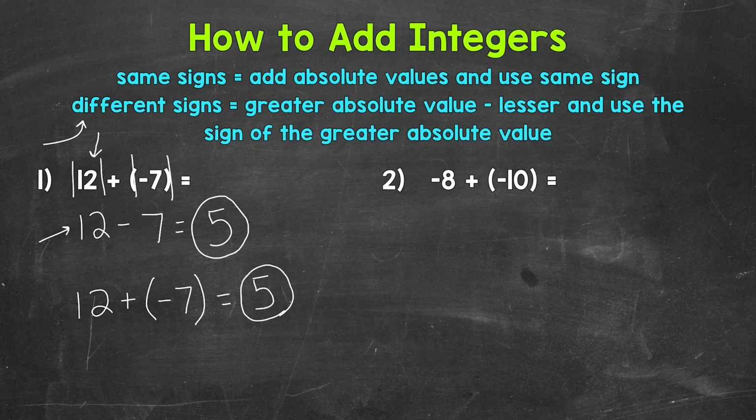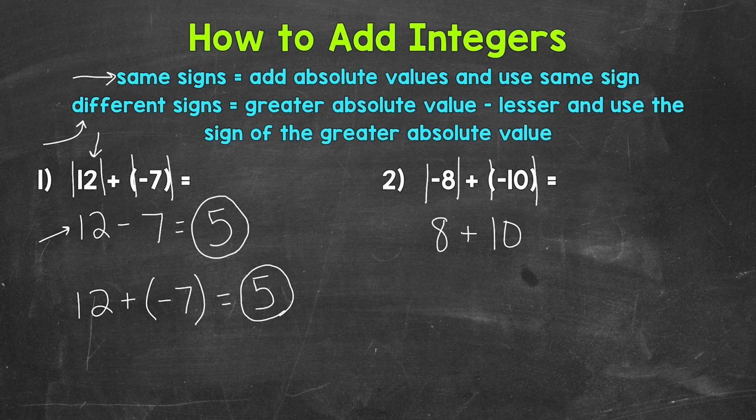Here we have two negatives, so the same signs. So we're going to add the absolute values and use the same sign. So let's start by taking a look at the absolute value of -8 and -10. The absolute value of -8 is 8, plus the absolute value of -10, which is 10.